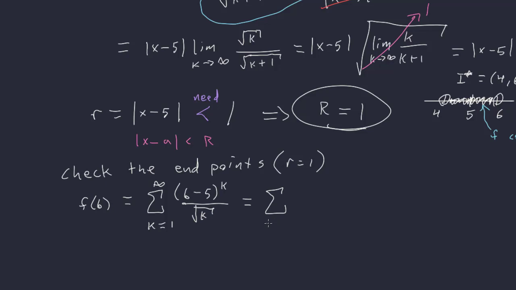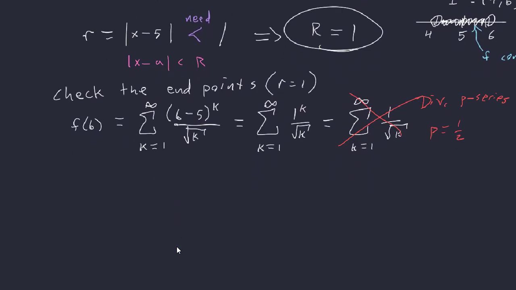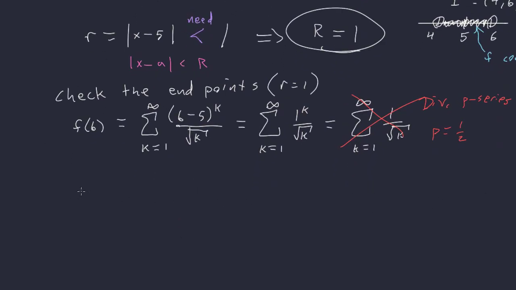So this will be the series k going from 1 to infinity of 1 to the k all over the square root of k. Well, that's just going to be the series k going from 1 to infinity of 1 over the square root of k, and this is a divergent p-series, since p is equal to 1/2. So we know that at this endpoint we have divergence.